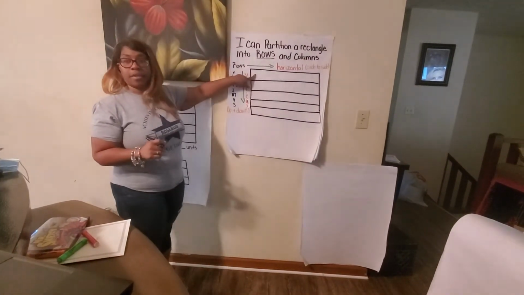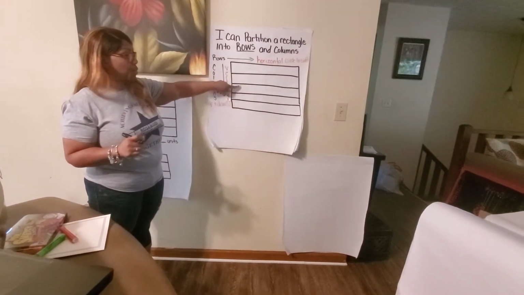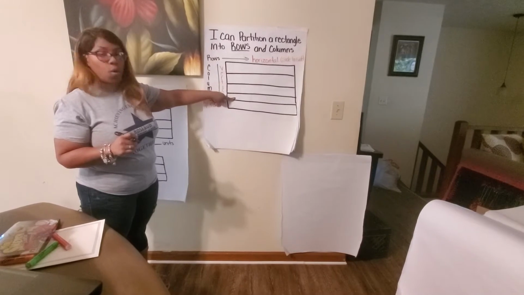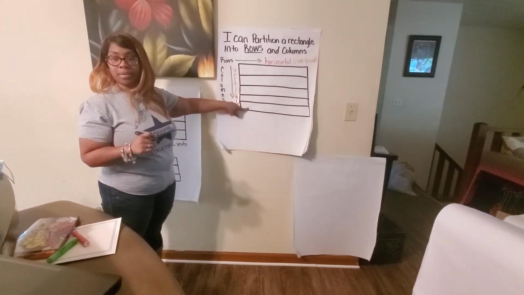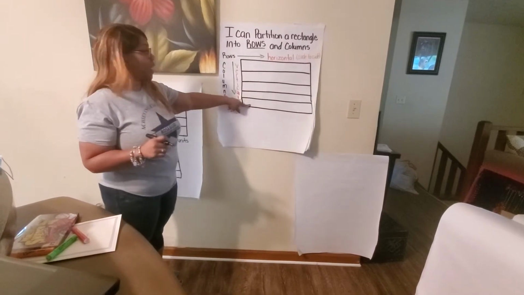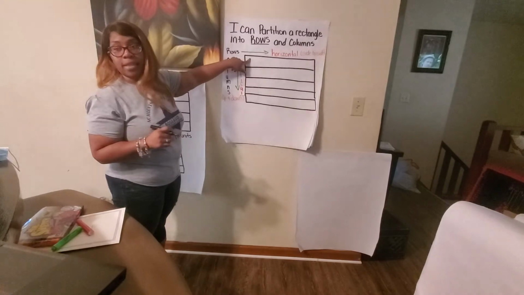Now, how many rows do you see here? Let's count them. 1, 2, 3, 4, 5, right? We have 5 rows, right? Let's count them again.